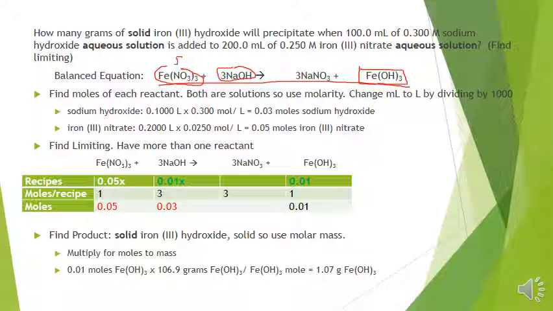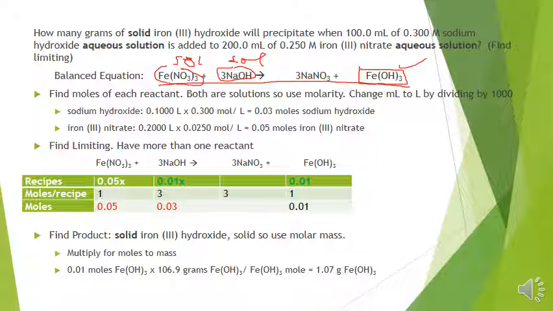So the states I have here are solutions and solutions, and then this is a solid. Since I have more than one reactant, I need to find out which one of these is limiting.